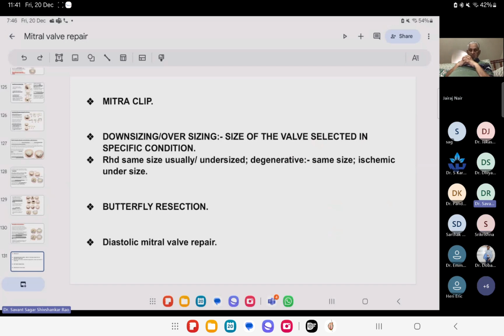In ischemic MR, undersizing is better. But recent consensus says that for ischemic MR, mitral valve replacement and repair have no comparison. There is no comparison actually. And butterfly resection and diastolic mitral valve repair.